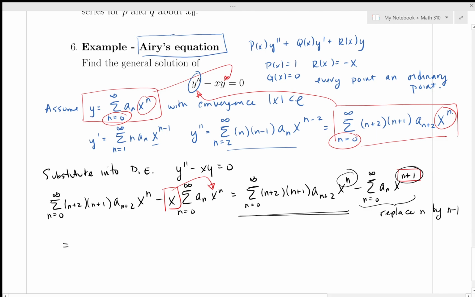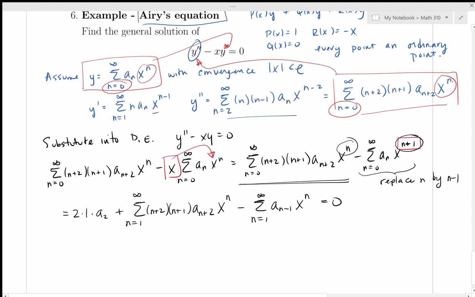I'm taking out the first one from here, so that'll be 2 times 1 times a2. That is the n equals 0 term. And then here's the rest of them: n equals 1 to infinity, (n plus 2)(n plus 1) a_(n plus 2) x to the n. And then I will have the modified version of this one here, which is n equals 1 to infinity of a_(n minus 1) x to the n, and that has to be equal to 0. And now I'm in the happy situation where I can put these two infinite series together.